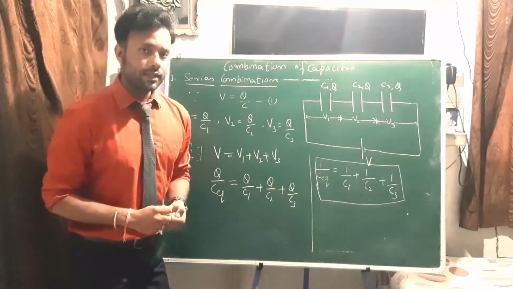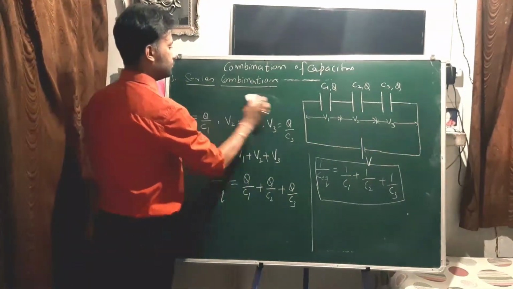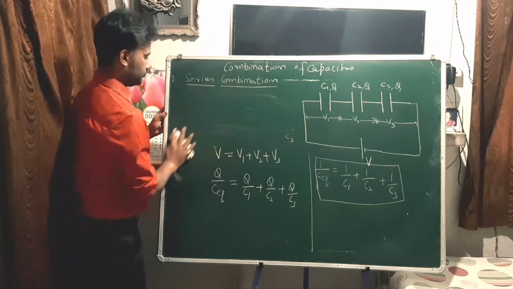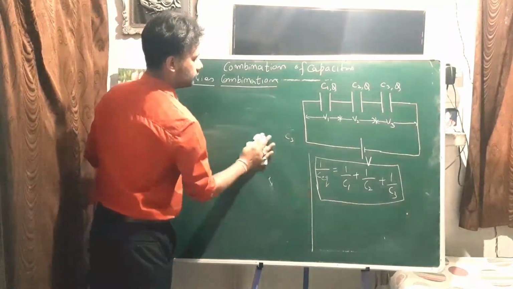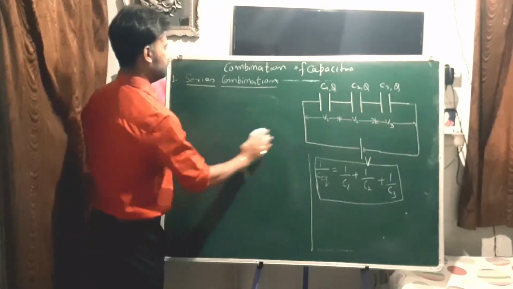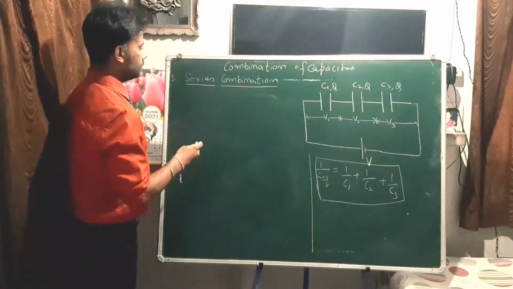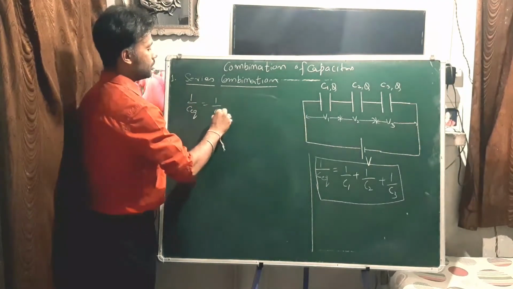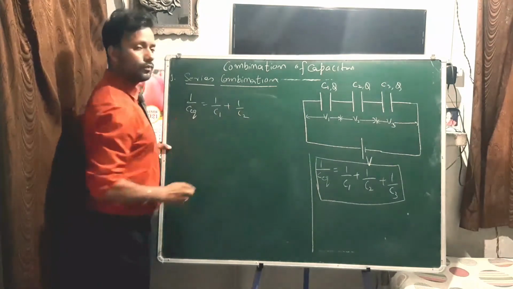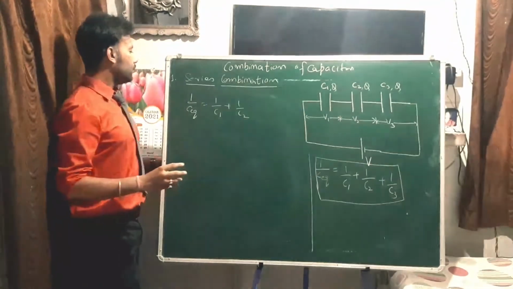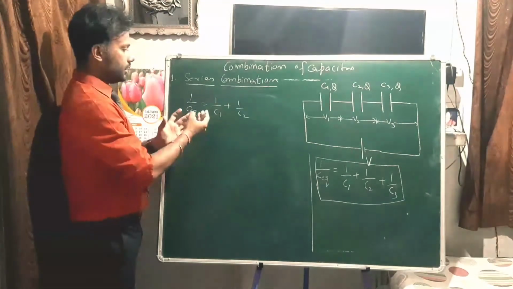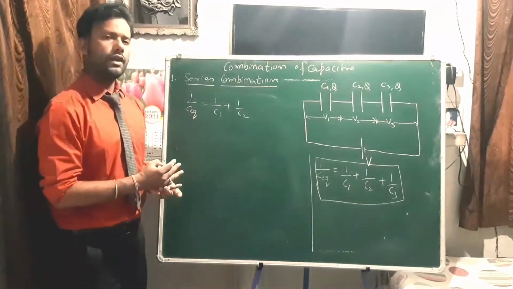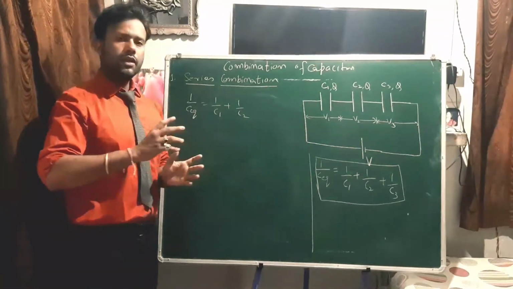Suppose we have two capacitances, then for two capacitances, 1 upon C equivalent equals 1 upon C1 plus 1 upon C2, right? If we have two capacitors instead of 3 or 4, we can use a direct formula.